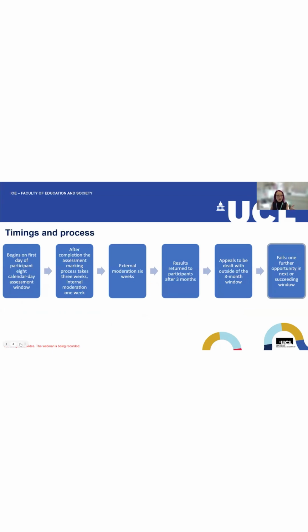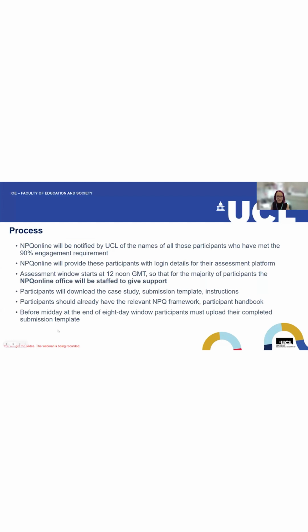So the timings are, we've got this 8-day window. After that, it takes us as assessors about 3 weeks to mark them. So we get about 10 days to mark, and then there's an internal moderation process of about a week as well. It then goes to external moderation for 6 weeks, and you'll get the results after 3 months. Any appeals are dealt with outside of that 3-month window. And if you fail, you do get an opportunity to do it again in the next window with a completely different case study. So you'll go with the next cohort and go to assessment with them. So there is another opportunity.